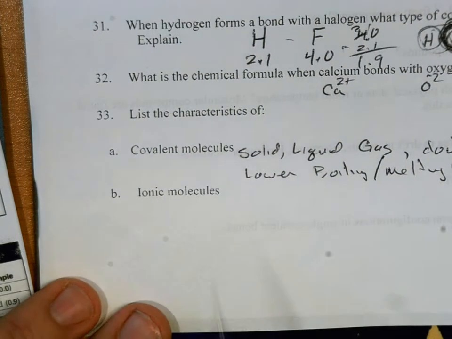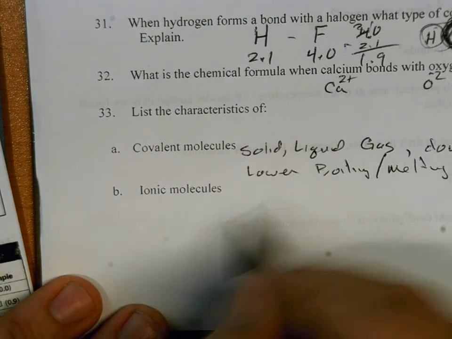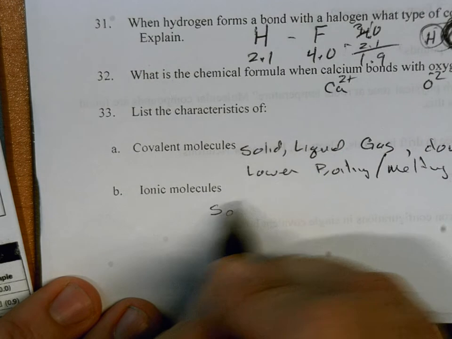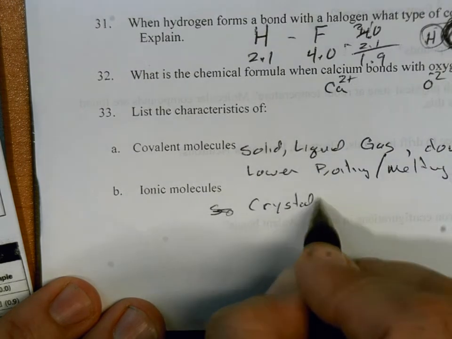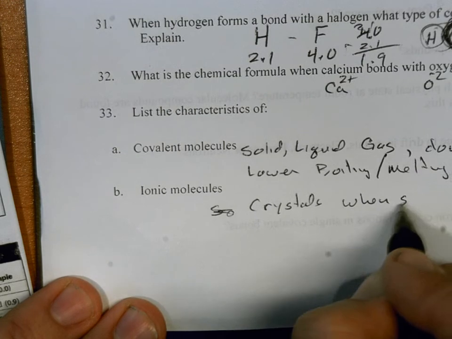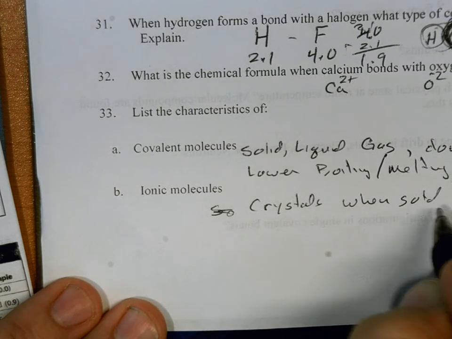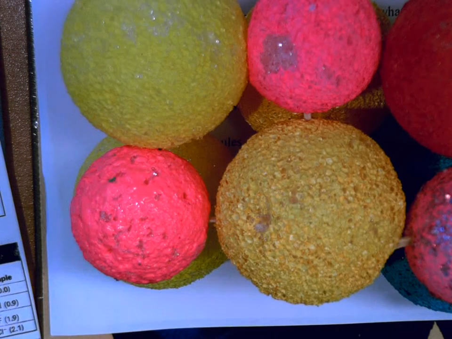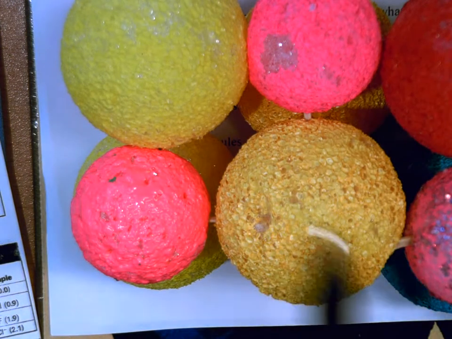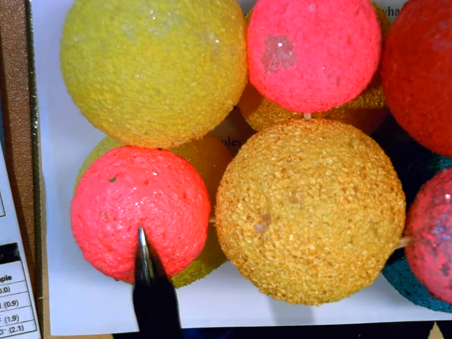Now, ionic compounds, on the other hand, they tend to be solid, they are crystals when solid. And what that means is we've got our models we made in class. This would be representing sodium chloride. The big ones are going to be the chlorine. The smaller ones are going to be the sodiums.